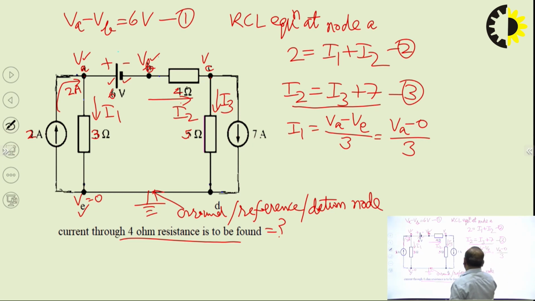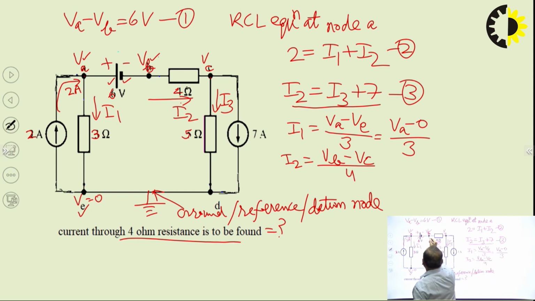Similarly, current I2 will be given by VB minus VC upon 4, since this current is in branch BC and the direction is B to C. So first we will write the potential of B, that is VB, minus the potential of C, that is VC, divided by the resistance in this branch, that is 4 ohm. So this is VB minus VC by 4.